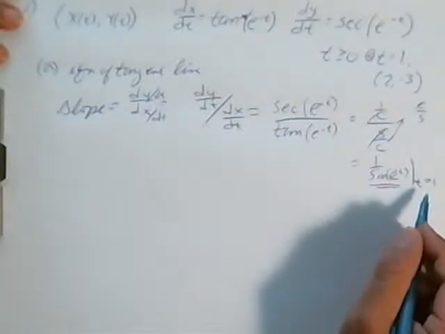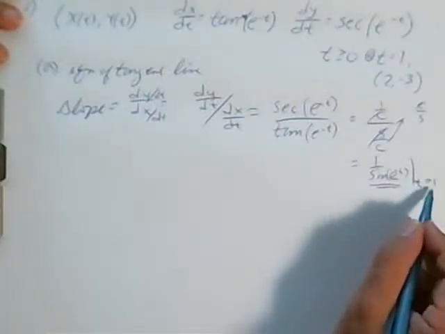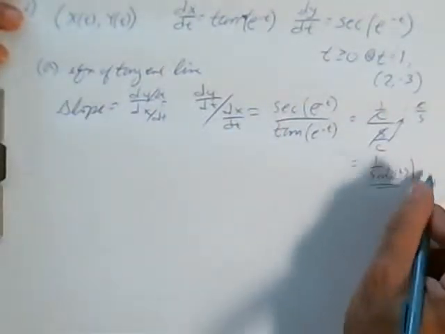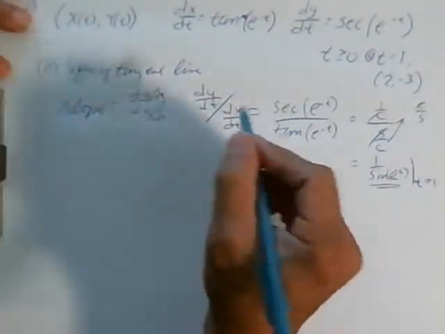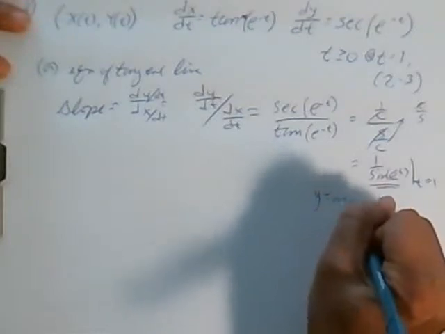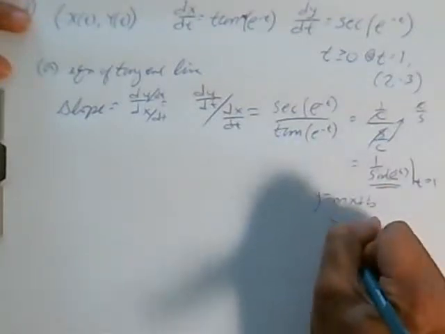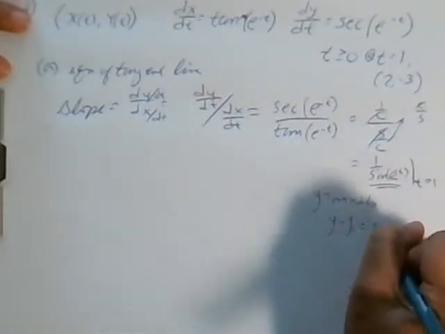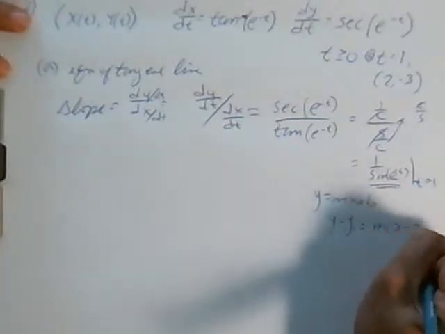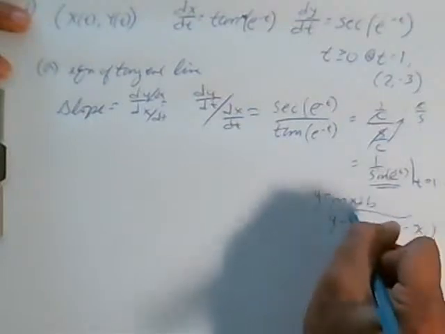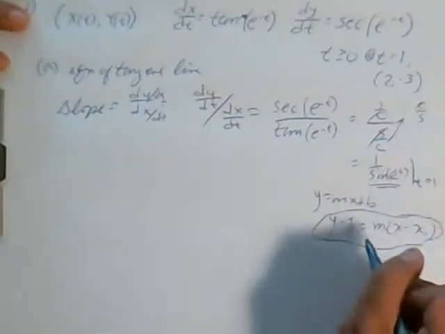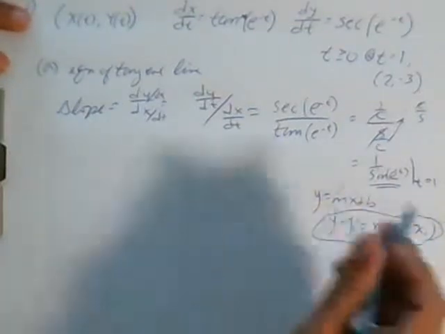Is it t equals 1? Yes, you want it at time t equals 1. So given that, you can use y equals mx plus b, which is slope-intercept form, or you can use y minus y1 equals m times x minus x1, point-slope form. This is the preferred usage because it's a lot easier to use on the AP exams.